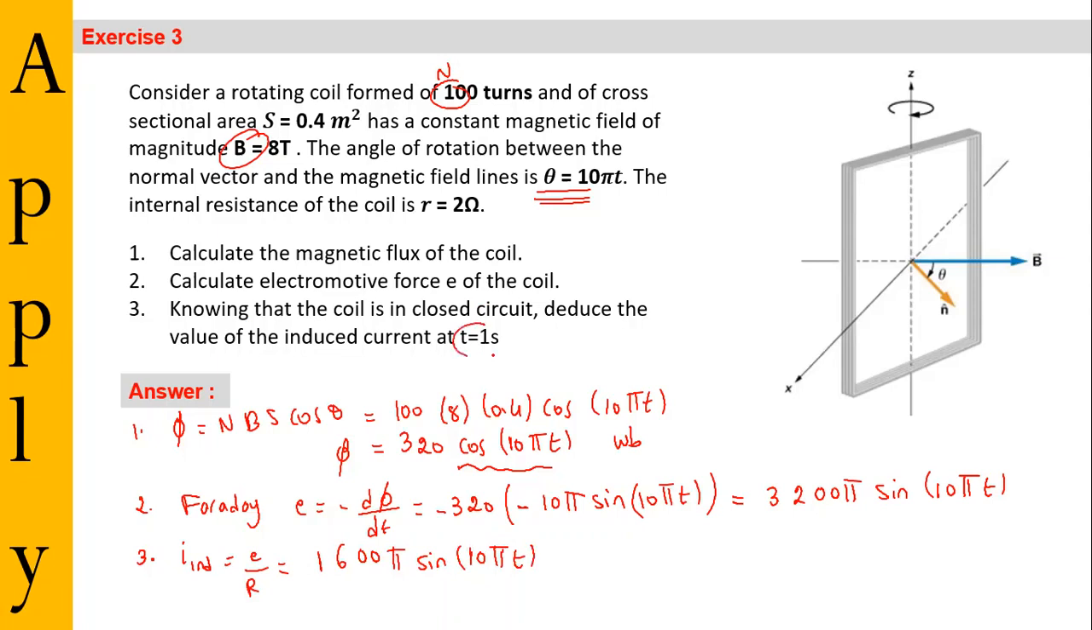But the question is at t equal 1 second. So now at t equal 1 second, I substitute. By substitution, I will get I induced equal 1600 pi and sine 1800 degrees. So it's equal to 0 ampere.